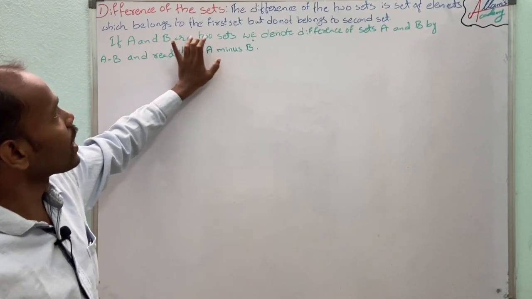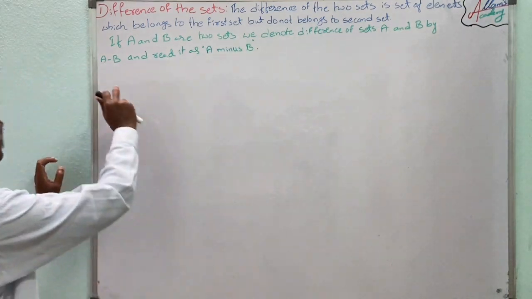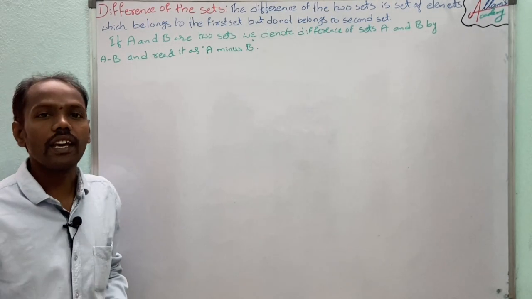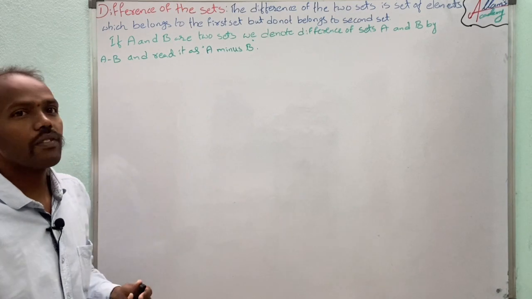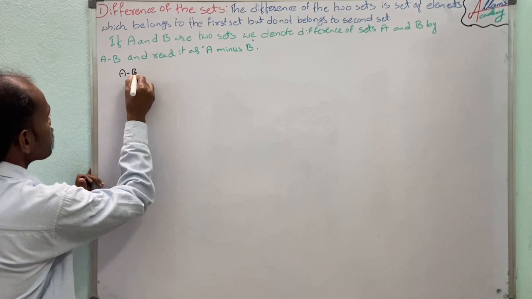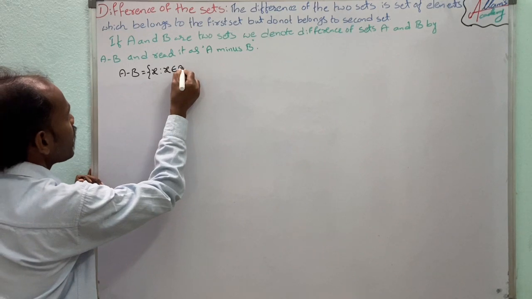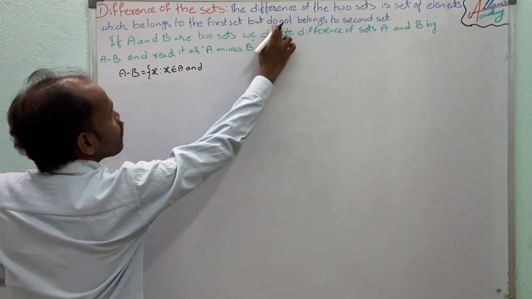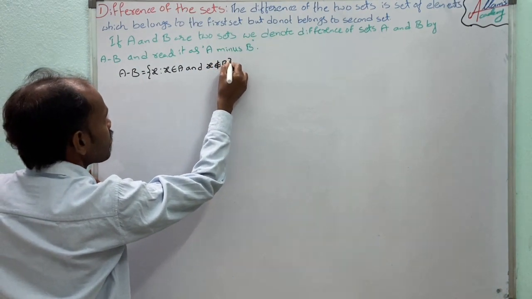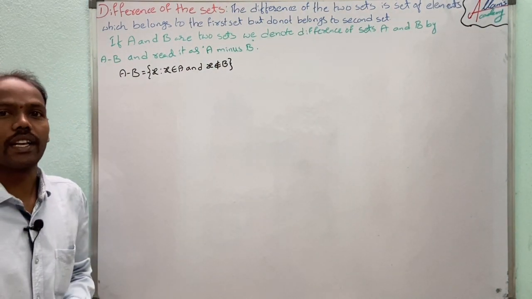If A and B are any two sets, then we denote the difference of the sets A and B by this symbol, A minus B. We read it as A minus B. Now we observe the set builder form of A minus B. A minus B is equal to x such that x belongs to A but does not belong to the set B. So x does not belong to the set B. It is the set builder form of A minus B.